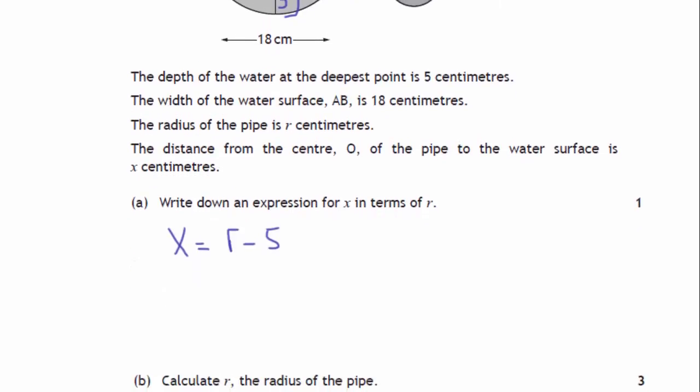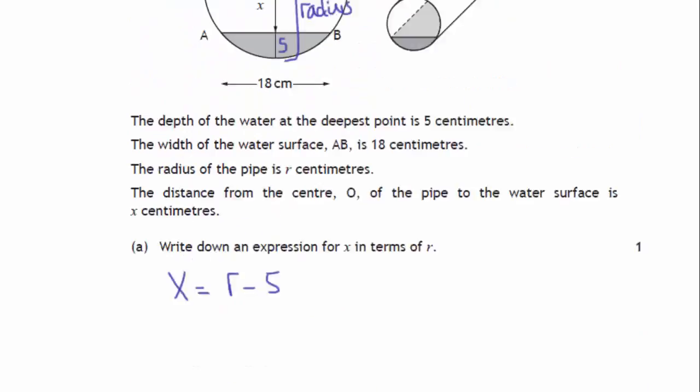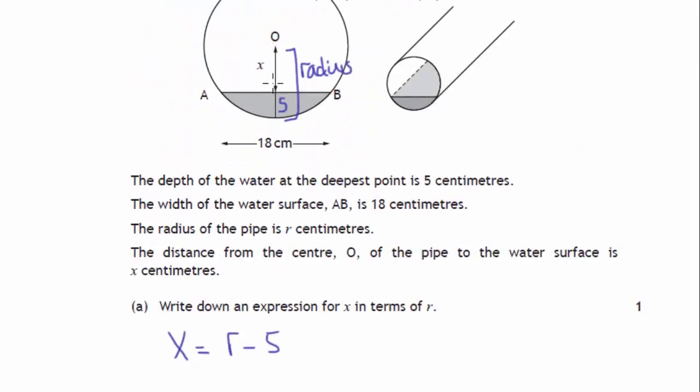Now, what they're then asking is to calculate the radius of the pipe. So they tell you what x is, they tell you what 5 is, and you need to work out the radius of the pipe. What we actually have to do there is, again, use Pythagoras. To use Pythagoras, we need a right angle triangle. So we can create a triangle just like this. We've got a right angle there, and the side from there to there is 18, so we know that that is actually 9.